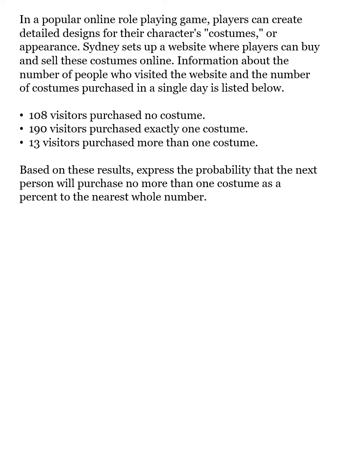Here's our 4th problem. Go ahead and hit pause and read carefully. Okay, now that you've carefully read the problem, let's once again try to compute the probability by using favorable over total. The total, of course, would be the total number of visitors to this website. I added up 108 plus 190 plus 13, and I got 311. That's the total number of visitors to this website.